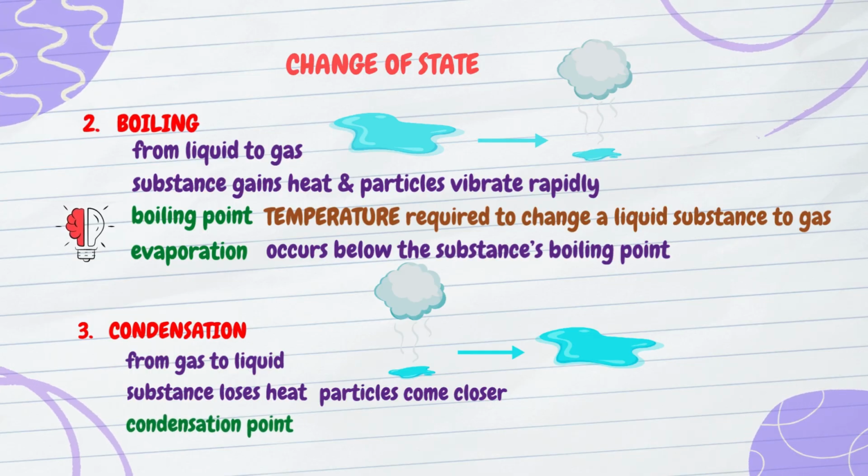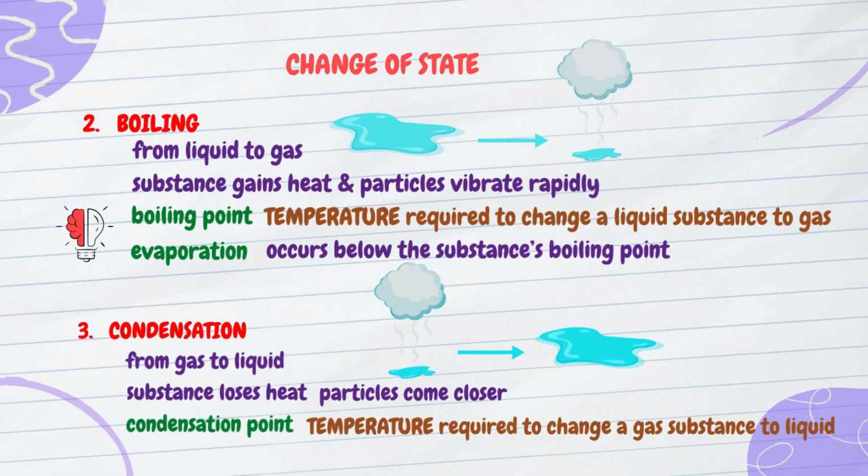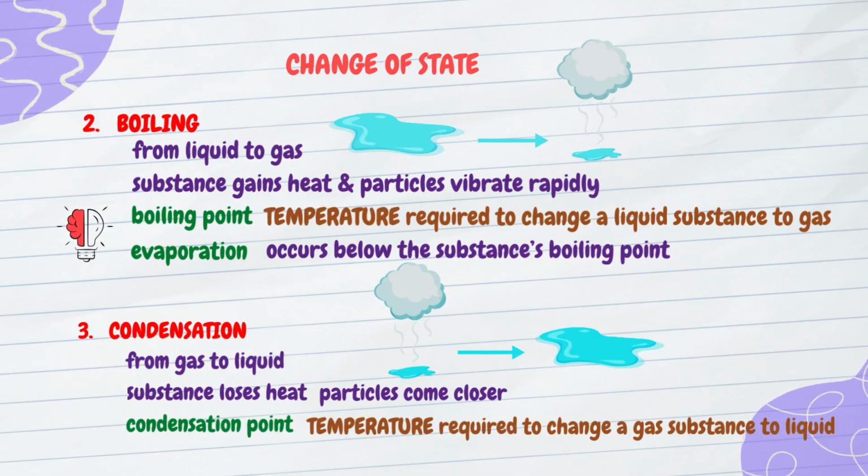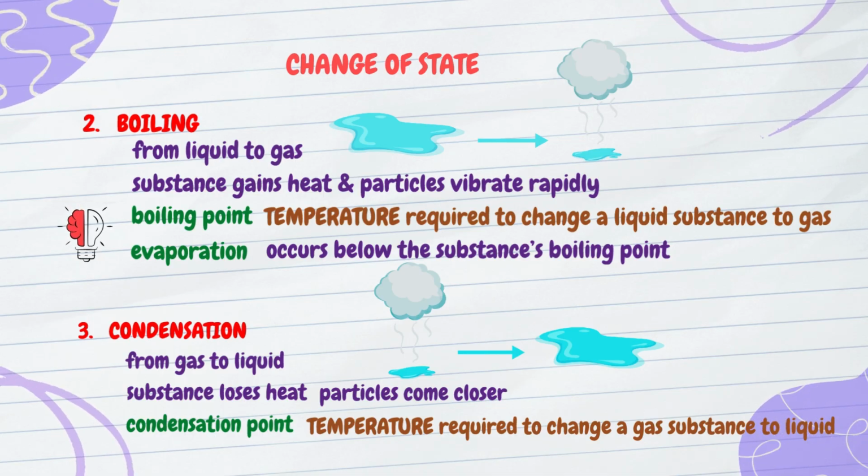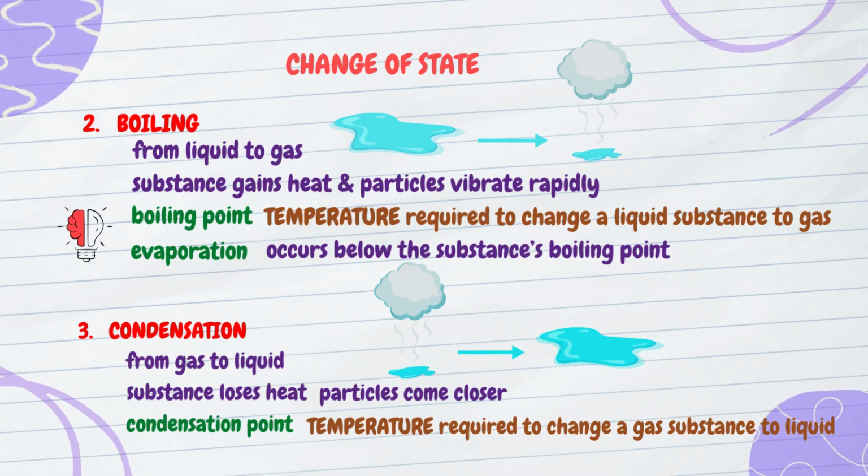The condensation point is the temperature at which a gas substance changes to a liquid. Substances have different condensation points. For instance, the condensation point of water is 100 degrees Celsius.